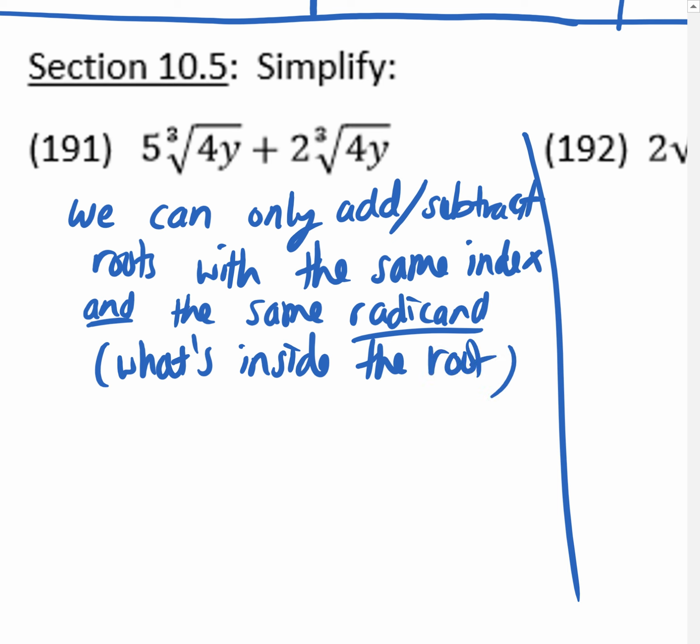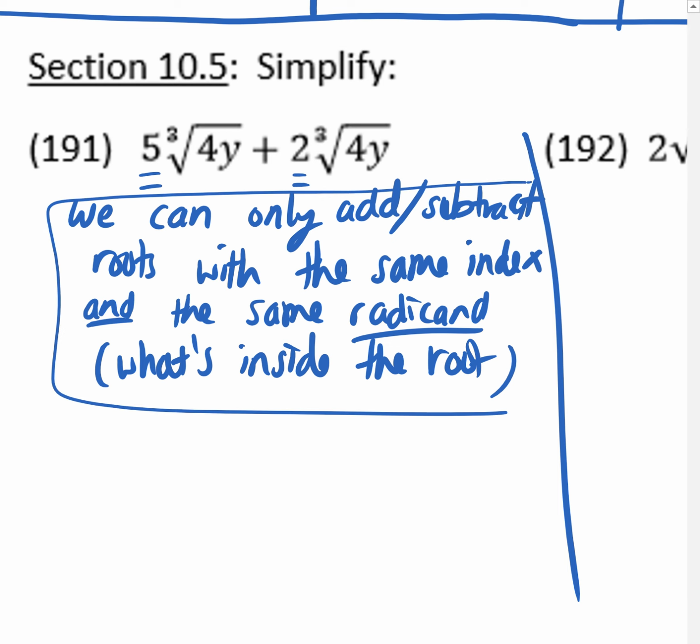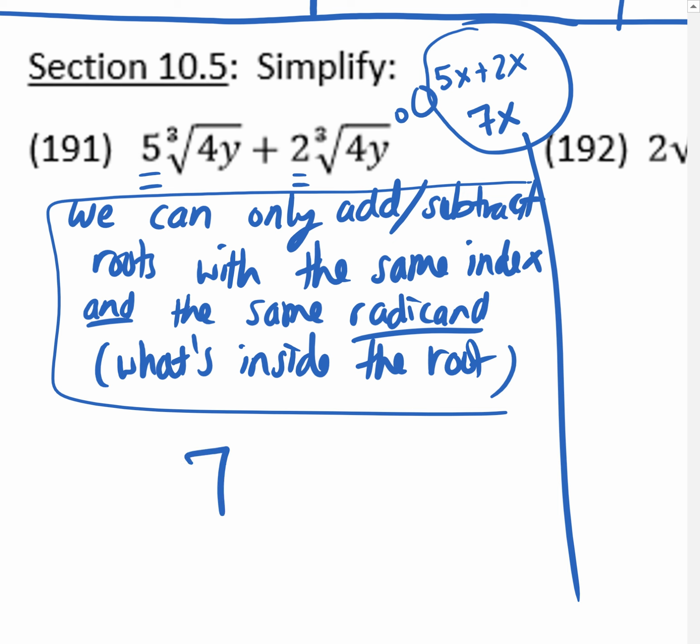So it has to be exactly the same index and same thing inside the root. The numbers in front don't have to be the same, like this 5 and this 2, it's fine that those are different, but the fact that they're cube roots has to be that way, and the fact that they have both a 4y inside, that's perfect. But the way to think of it is, if it's been a while, think of this as almost like 5x plus 2x. You know, because it's 5 times some root plus 2 times some root. You add their coefficients, right? 5 and 2 make 7, and you don't change what's left, you just change the coefficient. So this is going to be 5 plus 2 is 7, and you're not changing what's inside the root or the index.